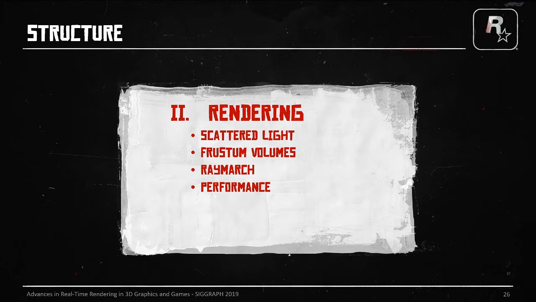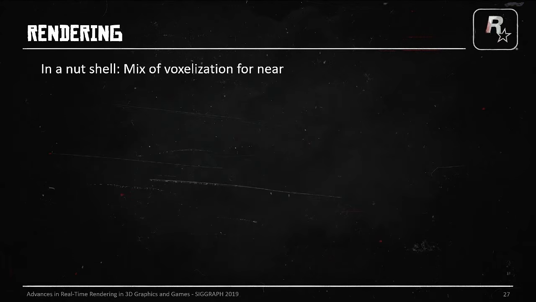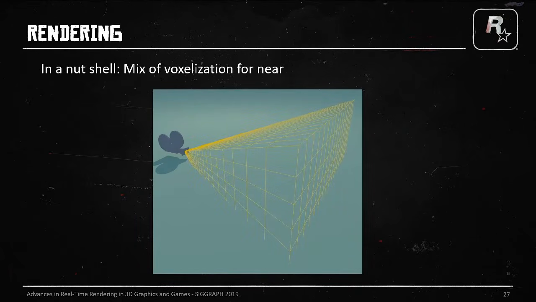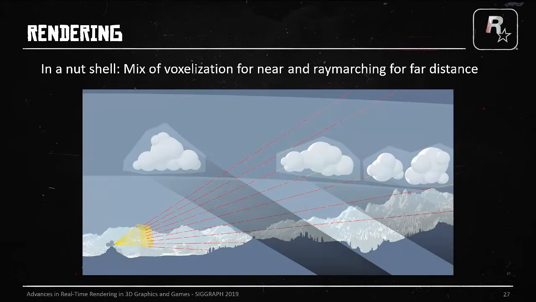We'll be looking at the scattered light at a given sample position and how we organize the samples using a frustum volume approach as well as ray marching, and then we'll have a look at the performance of these. So in a nutshell, for anything in the near distance, we are relying on a frustum voxel grid using voxelization of fog. And anything after that point, we render using ray marching.